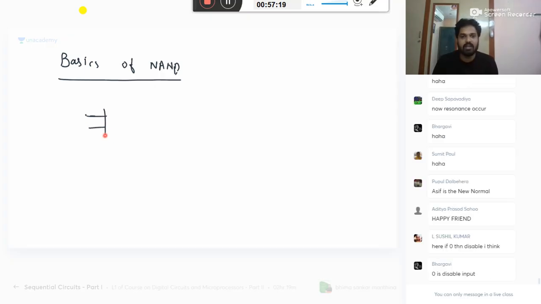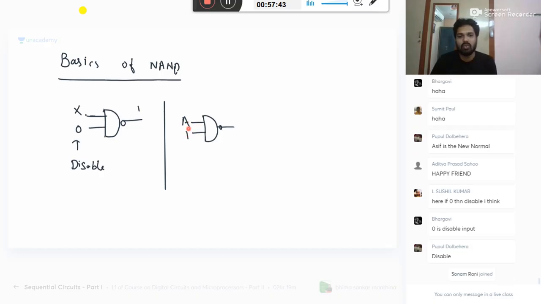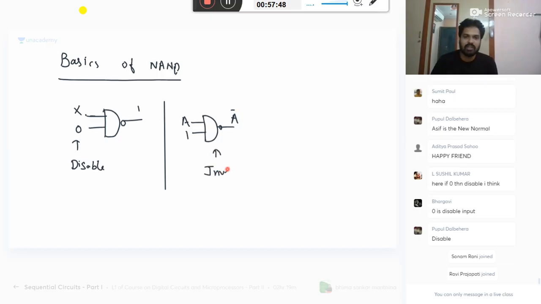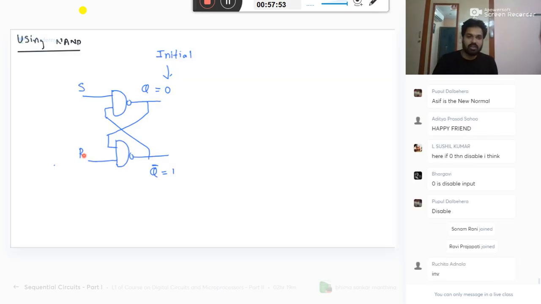Yes, for a NAND gate, if one of the inputs is 0, the other can be anything, the output will be 1. It is called the disable input. I told this in the basics. Similarly, for the NAND gate, if one of the inputs is 1, and the other input is A, 1 into A is A whole bar. It will work like an inverter. Only these things should be in your mind, then you can play with anything. So let's start your play.